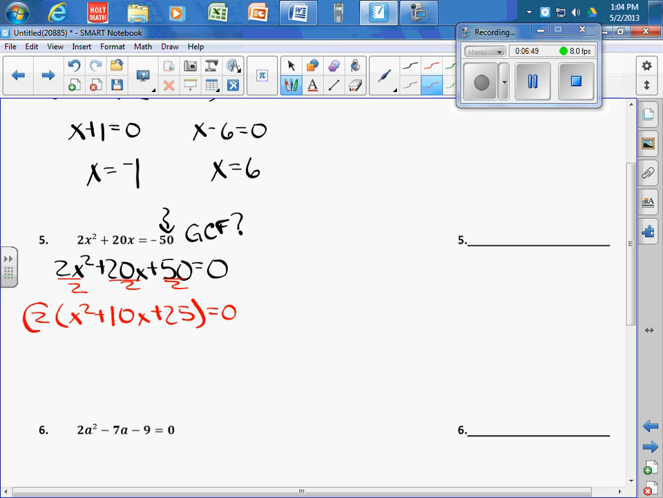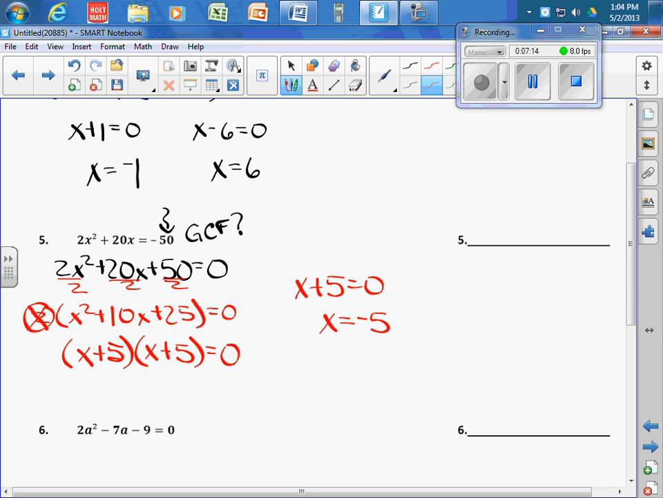Remember what we did with this 2? Exactly. We tossed that because 2 cannot be equal to 0, but we do factor the rest of it. Now look what happens. I get x plus 5 times x plus 5 is equal to 0. And since we're talking about two numbers that are the same, it's pointless to write both of them down. So we just said x plus 5 is equal to 0, x equals negative 5.